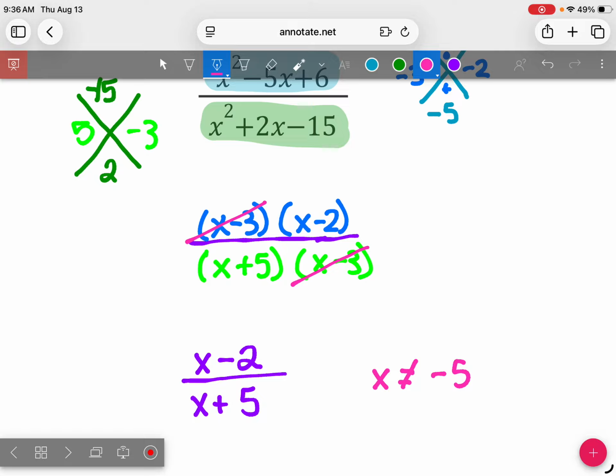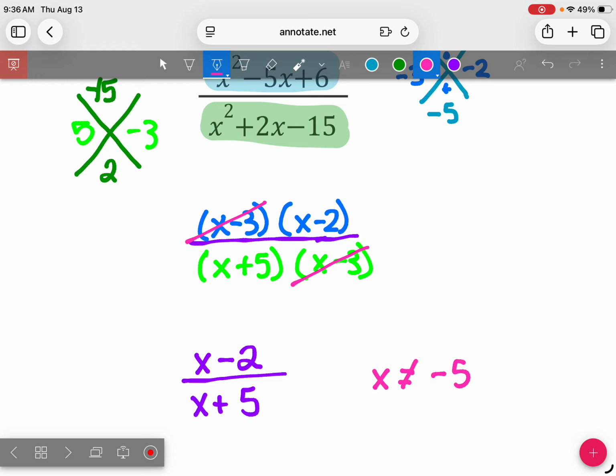If we were graphing this, this would be where we have our removable discontinuity, like somebody stabbed the graph. It still counts as a problem for our domain. So what other number can't x be? 3. So x can't be negative 5 and x can't be 3.